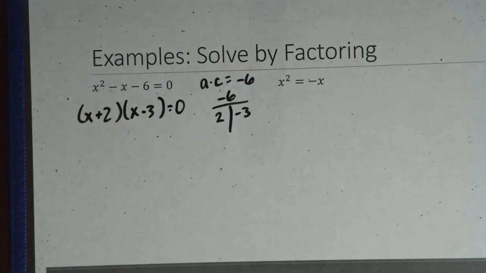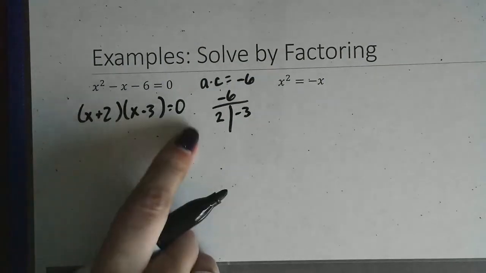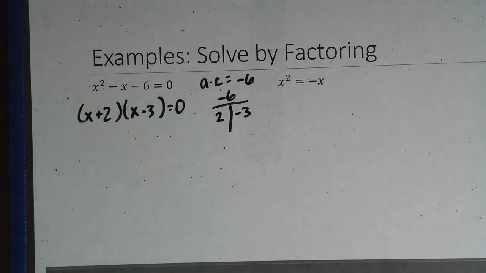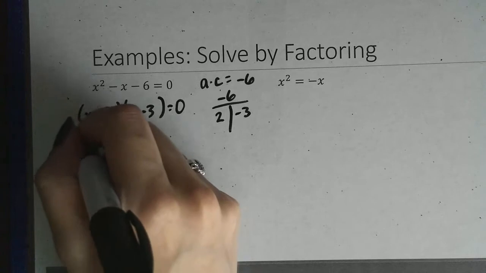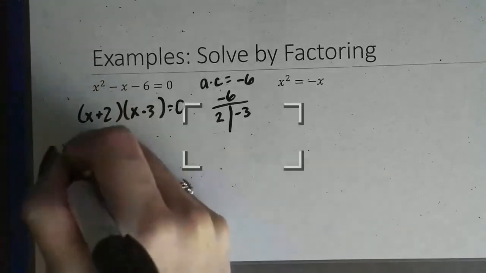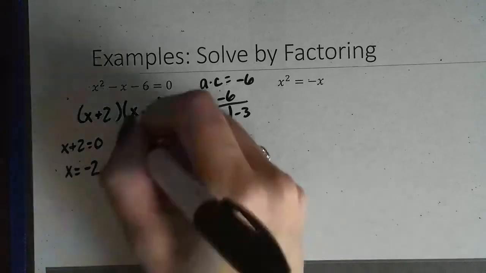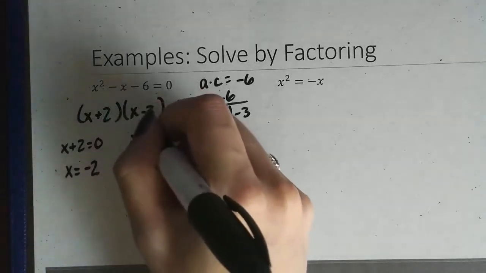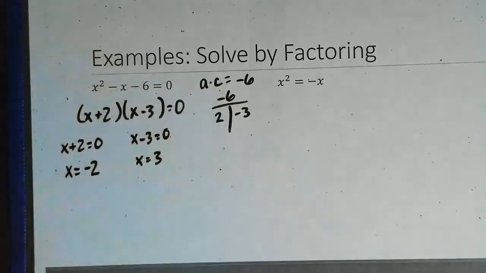What the zero product principle now says is if I have two things multiplied together that equal 0, then one of them must be equal to 0. So I have either x plus 2 is equal to 0, so I can subtract 2 from both sides, giving me x equals a negative 2, or I would have x minus 3 equals 0, where I would add 3 to both sides, giving me x equals 3.